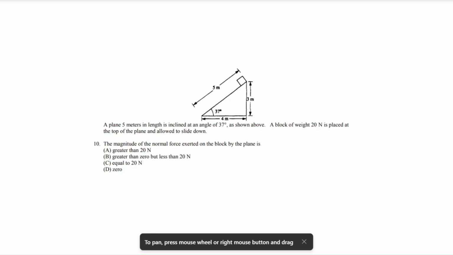Today we'll be going over a daily problem for dynamics. This will be question 10 in the MIT AP Physics 1 workbook that will be in the description down below for you guys to follow along. With that being said, let's go ahead and read the question.